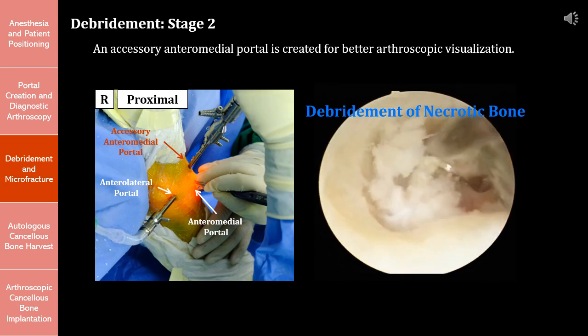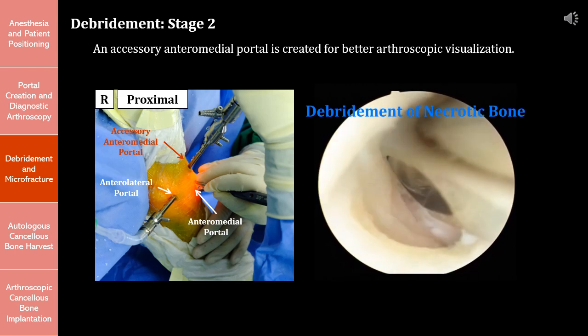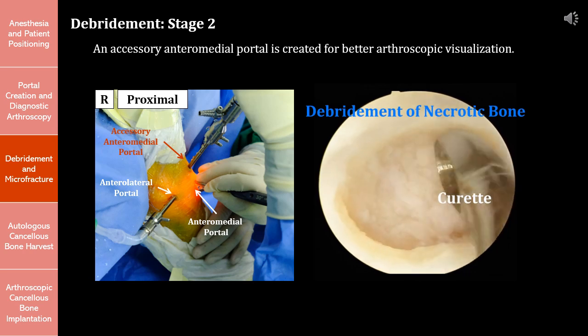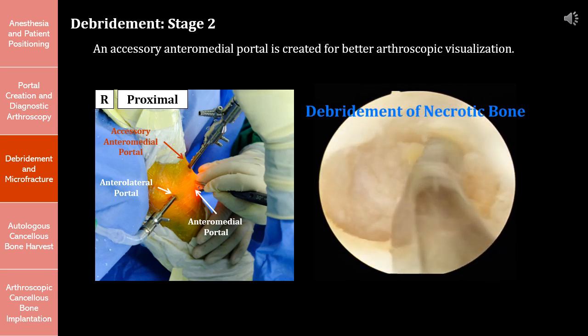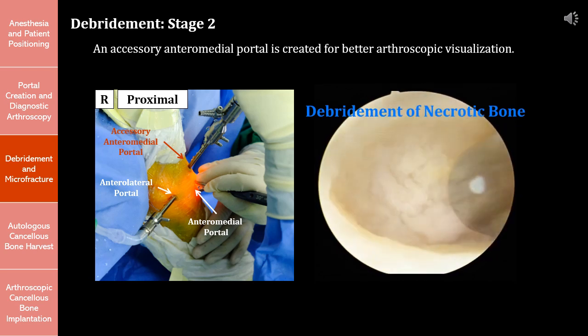All cystic components and necrotic bone are debrided with curette and shaver to a stable circumferential rim. The sclerotic cystic wall is thoroughly cleared until intact subchondral bone is exposed.